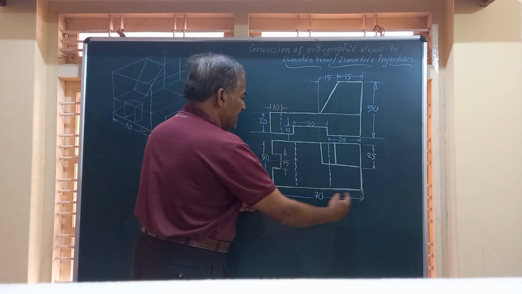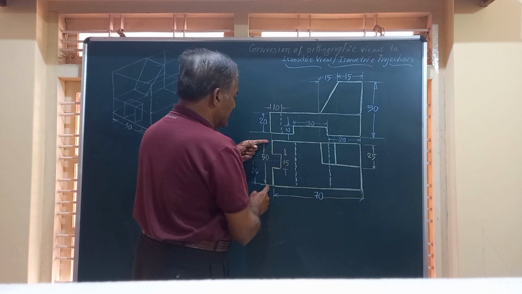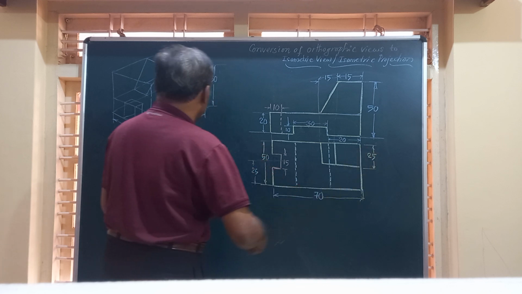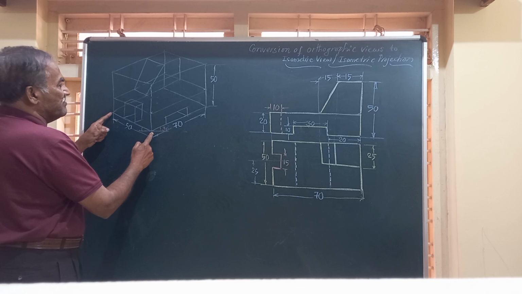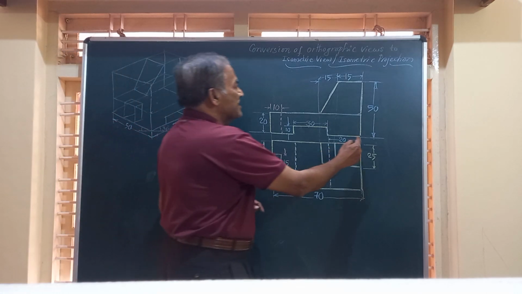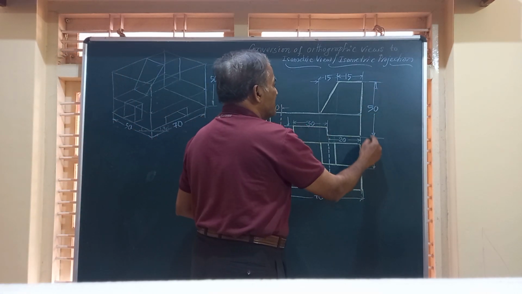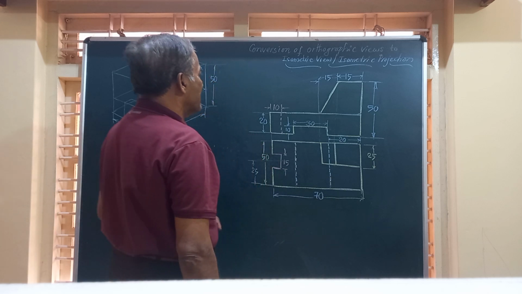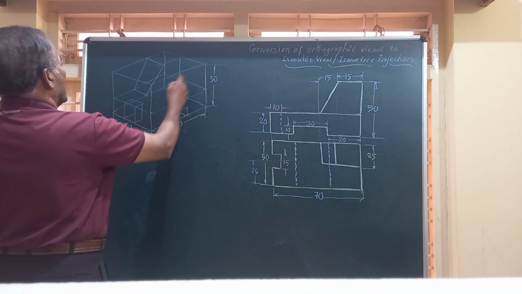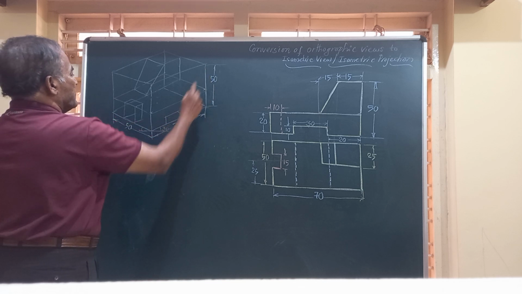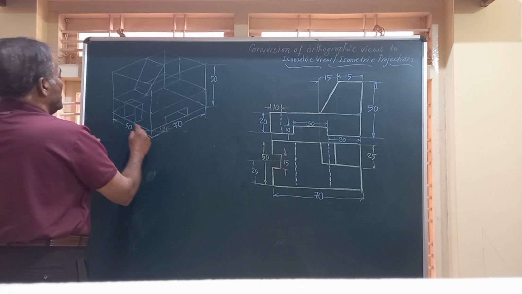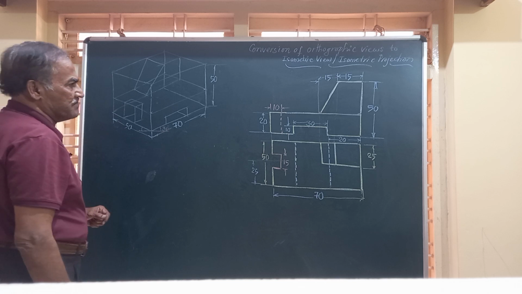It has a length of 70 and a width of 50. Length is 70, I have marked here. Width is equal to 50 millimeter. And the height is obtained from the front view, that is 50 millimeter. So I have constructed this box with height 50, length 70, width equal to 50.